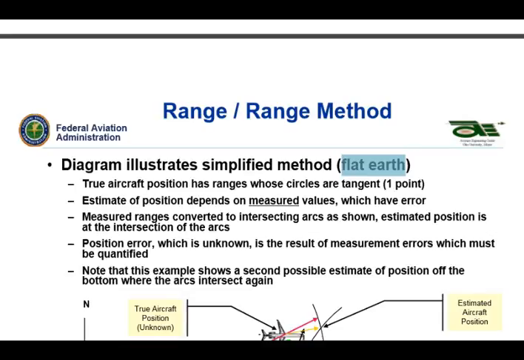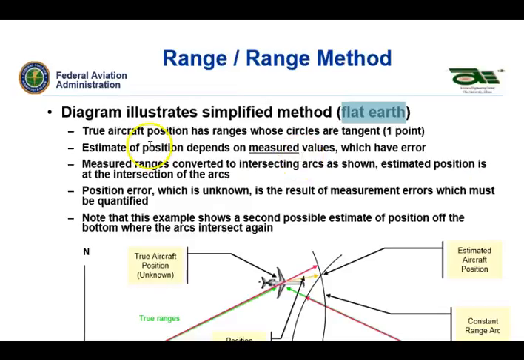true aircraft position has ranges whose circles are tangent. Estimate of position depends on measured values, which have error. Measured ranges converted to intersecting arcs as shown. Estimated position is at the intersection of the arcs. Position error, which is unknown, is the result of measurement errors which must be quantified. This is what they're saying. The diagram illustrates a simplified method, flat earth.